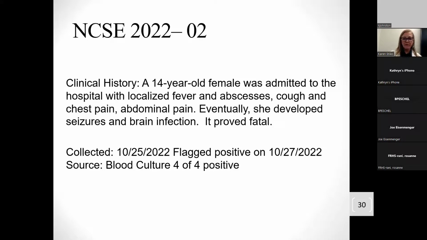Now, this one I had a lot more information on, which I gave to you too. A 14-year-old female was admitted to the hospital with localized fever, abscesses, cough, chest pain, and abdominal pain. Eventually, she developed seizure and brain infection, and it proved fatal. The specimen was collected on the 25th, flagged positive on the 27th. So right there, we know a growth rate, right? It is probably about 2 days. That's not necessarily unusual, I suppose. This one was a blood culture and all bottles positive.